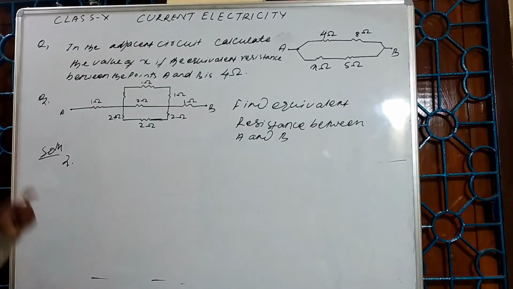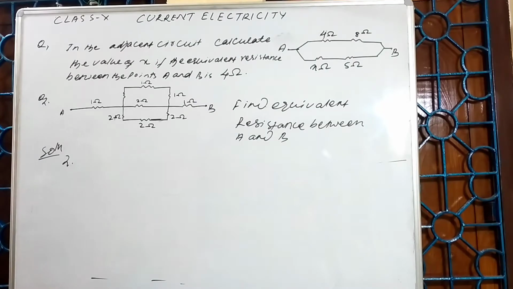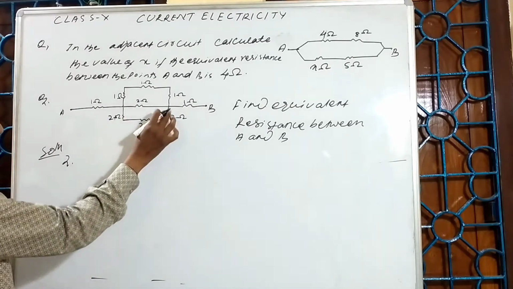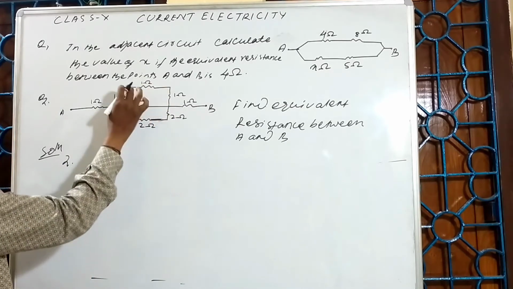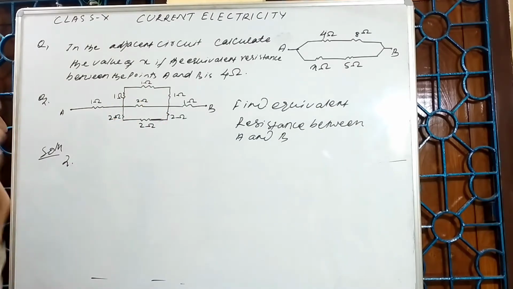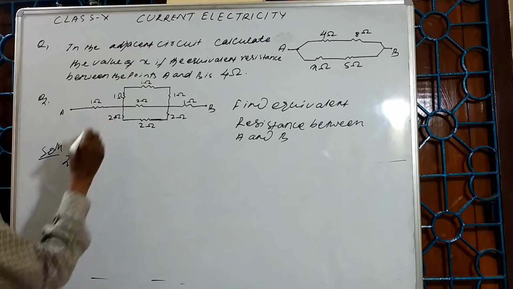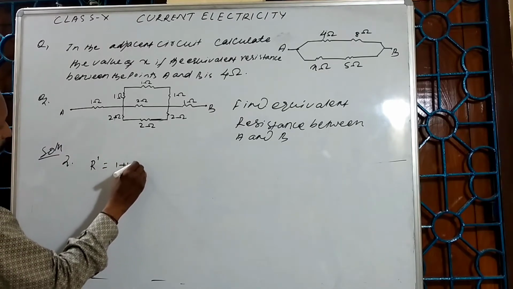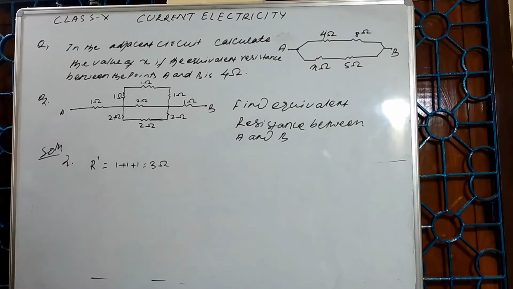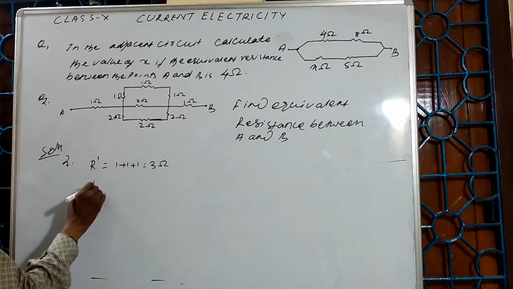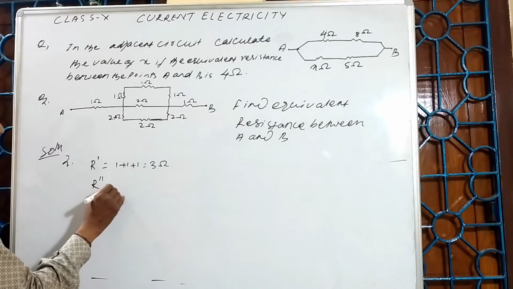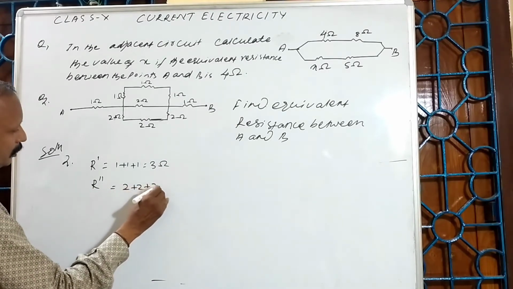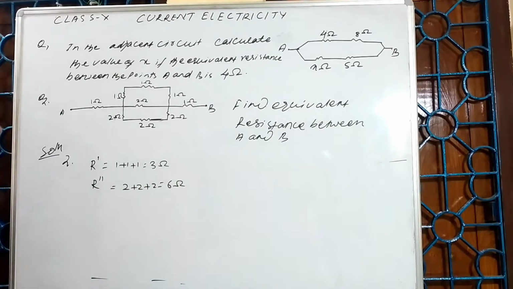Then what we have to do? Now listen carefully. This is also 1 ohm. These three are connected in series. These three are connected in series. These three are connected in parallel. So I can say that here R dash is equal to 1 plus 1 plus 1 is equal to 3 ohm. This is R double dash is equal to 2 plus 2 plus 2 is equal to 6 ohm.